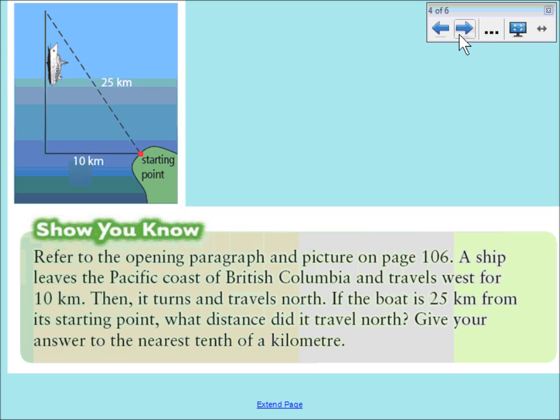This is a show you know, which I hope you guys will do in class. We've given you 10 kilometers here. We know that they've traveled 25 kilometers. So how far north did they go?